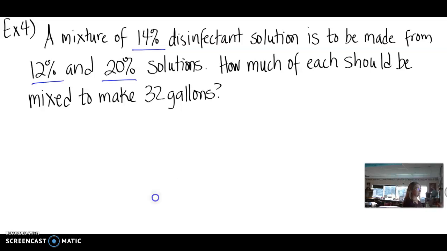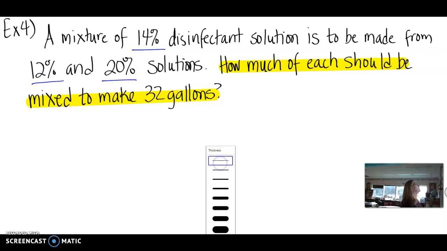So our question is how much of each type of solution should be mixed to make 32 gallons. Are you going to need more 12% or more 20% if you're going to try to combine to a 14% solution? And hopefully you're thinking more 12% because 14% is closer to 12% than 20%. Okay, so let's look at what we're trying to find here. How much of each type of solution should be mixed to make 32 gallons?